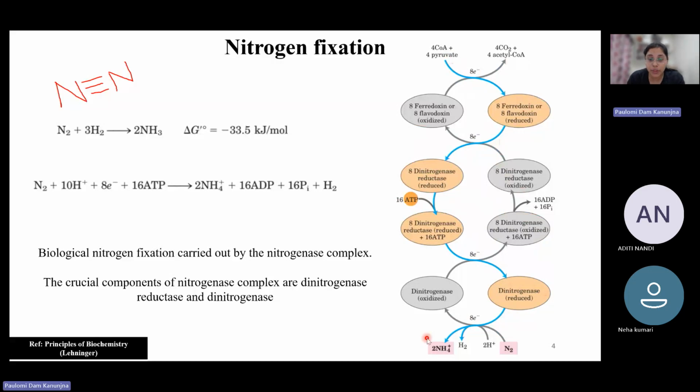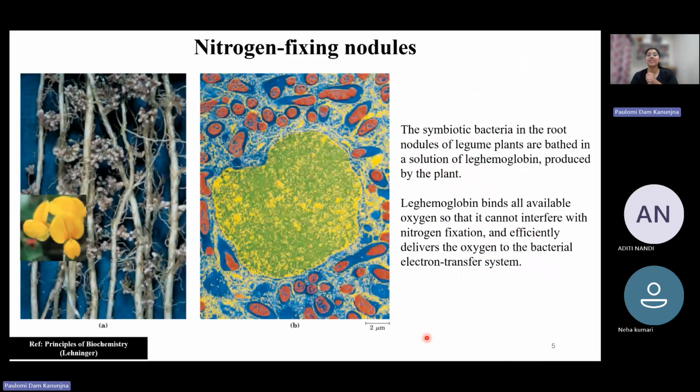Now, it's clear to us by what mechanism nitrogen fixation is happening, and we know who else is converting nitrogen. All of these are clear. Now we'll come to the symbiotic bacteria which are present in the root nodules of leguminous plants. And why are they fascinating? They are fascinating because of something which is called leghemoglobin.